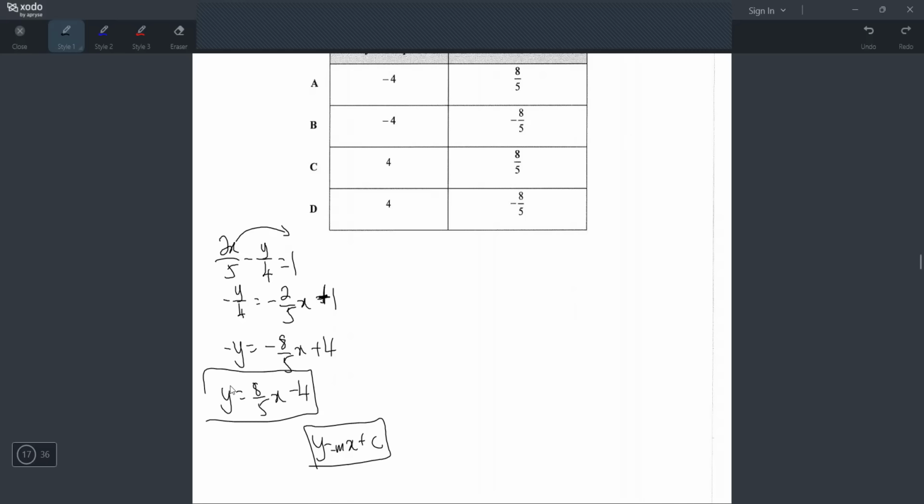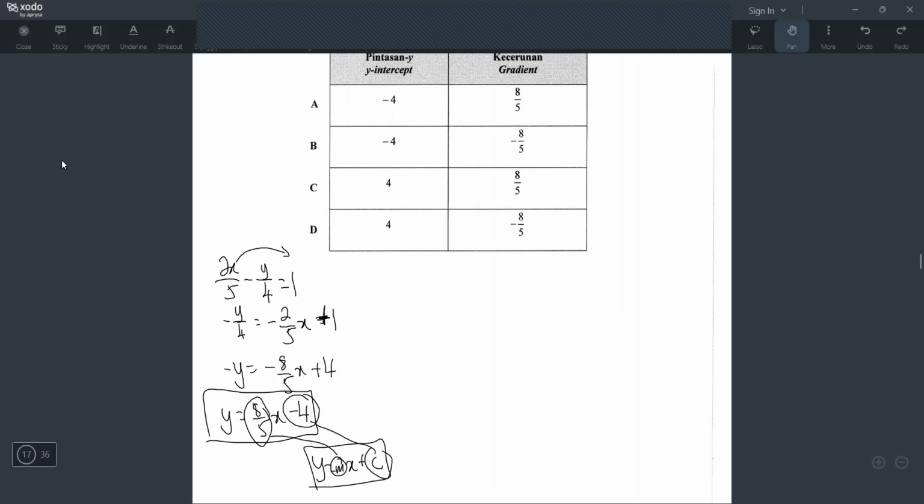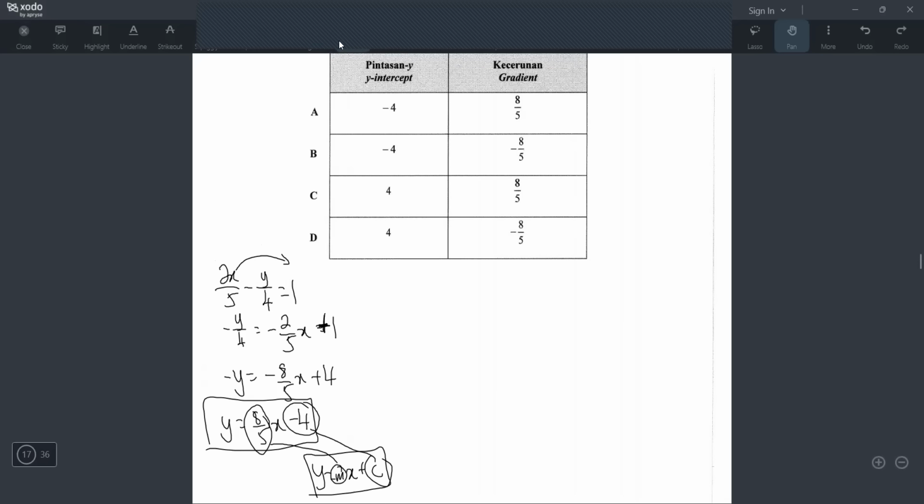So this is the equation in linear form. Yes, you can see it's y equals mx plus c. And what is m? The gradient. m means gradient. And what is c? c means y-intercept. So let's look at A, B, C, D. Which one is the answer? The y-intercept, according to my working, is negative 4. So this is wrong, this is wrong. And then the m, which is the gradient, is 8 over 5. So this is wrong as well. So A is the answer.